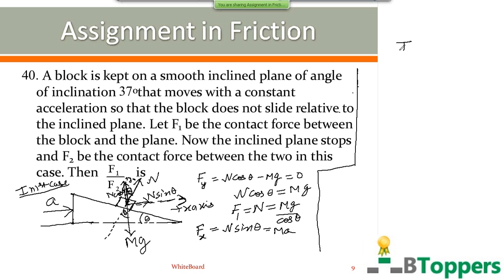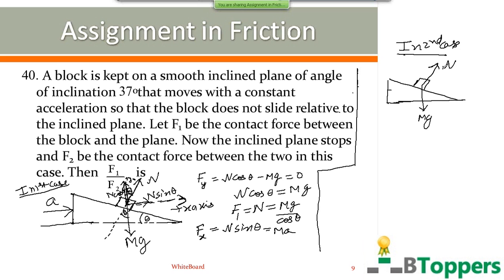So in the second case, the inclined plane stops. When the inclined plane stops, the block slides down the inclined plane under the action of gravity and normal reaction force. As I discussed here, only two forces act on the block: weight mg and the normal reaction. N is the normal reaction force on the block by the inclined plane.